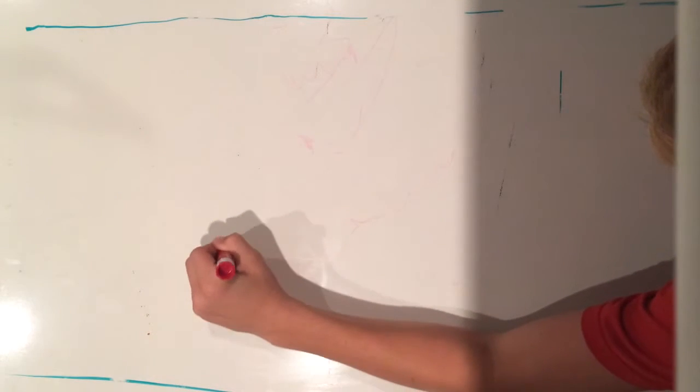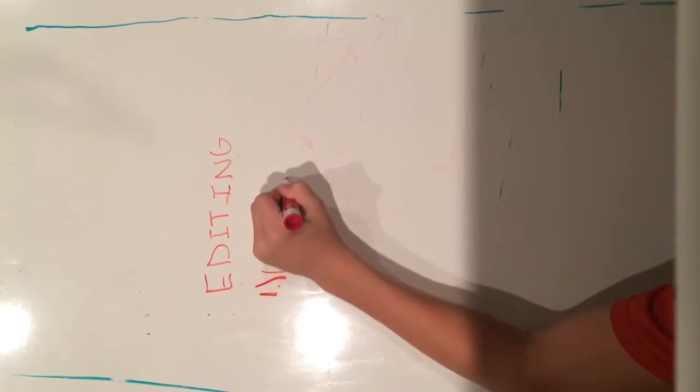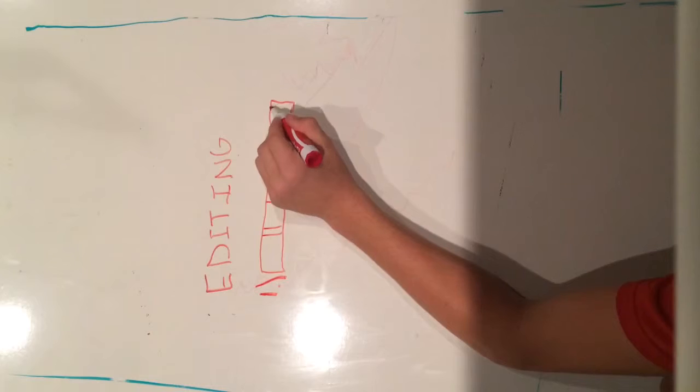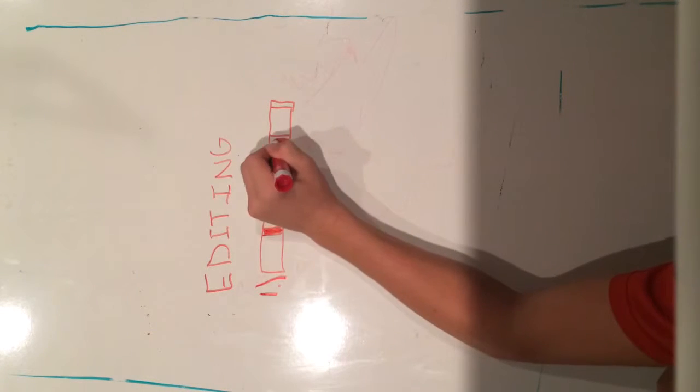The fourth step is called editing. There are 4 parts to editing. The first part is to cut out all the introns. They don't code for anything, so we don't need them.